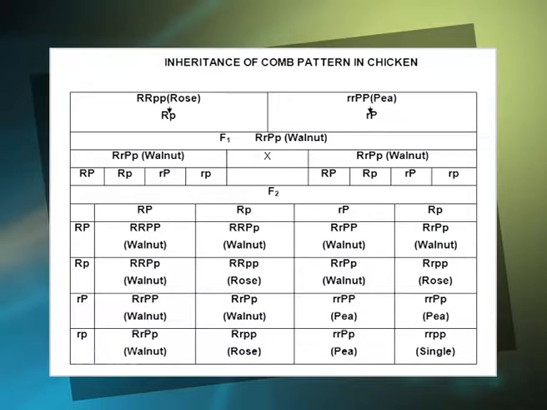In F1, the production of walnut comb clearly indicates the interaction of two dominant genes, capital R and capital P, for rose and pea. In F2, rose comb pattern is produced by the capital R gene together with the small p gene, and the pea comb is controlled by the capital P gene with a recessive small r gene. Single comb is produced by the genes R and P in their recessive state.